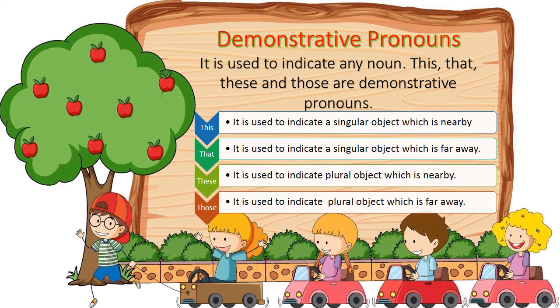Next is demonstrative pronouns. It is used to indicate any noun. This, that, these, and those are demonstrative pronouns. This is used to indicate singular object which is nearby, and that is used to indicate singular object which is far from us. These is used to indicate plural object which is near to us, and those is used to indicate plural object which is far from us.